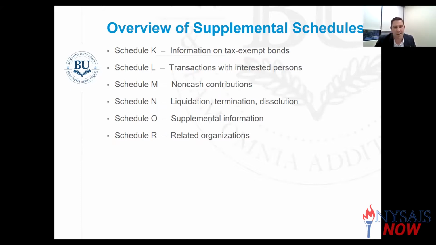If you have maybe a foundation that is related to your school and a completely different EIN number, that's the key, then you would want to write who that related organization is, include the address and the EIN number. And it's just going to ask you what type of transactions you had amongst your related organization. Not a big deal, but think about it.